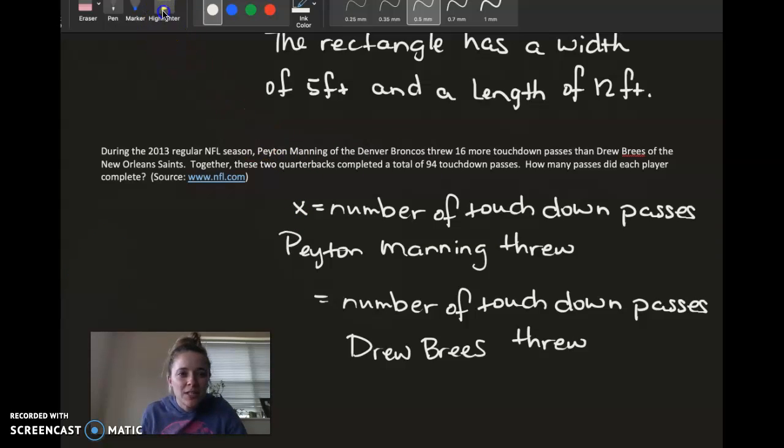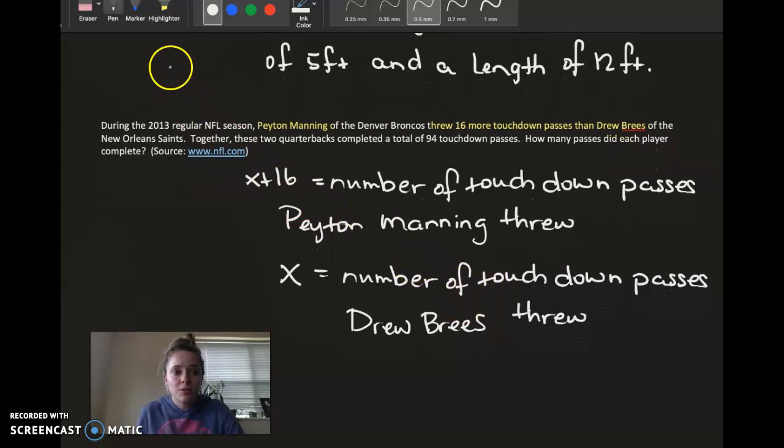Well, what were we told again? So we were told that Peyton Manning threw 16 more touchdown passes than Drew Brees. So basically what Drew Brees threw plus 16. So that means that I might want to change how I defined my variable X. I might want X to be the number of touchdown passes that Drew Brees threw, and X plus 16 be the number of touchdown passes that Peyton Manning threw, because we know that Peyton Manning threw 16 more of those. And I think that that's going to work better for us.